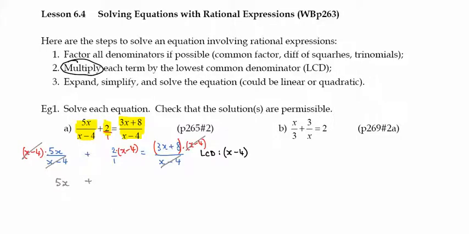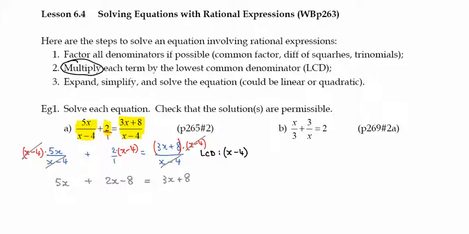So we end up getting 5x for the first one, 2x minus 8 for the second one, you expand it, and finally 3x plus 8 for the last one. No more denominator. This is a lot easier to solve compared to what you saw at the beginning.